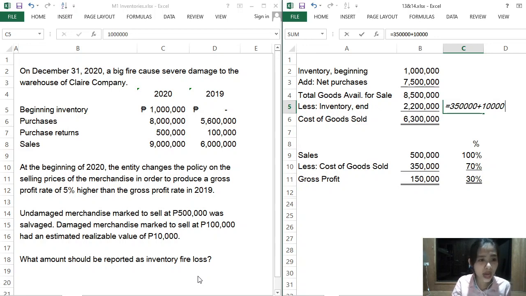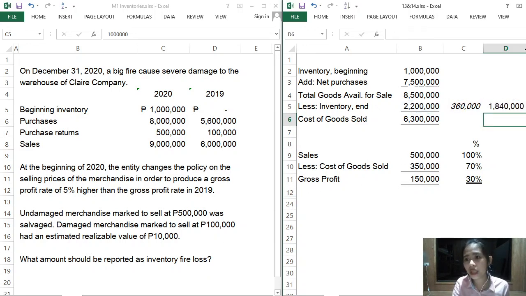So, if you could notice, yung undamaged merchandise, wala naman siyang binigay na information sa net realizable value. So, we will focus on, or we will fix it sa cost na lang, na 350,000 based sa na-compute natin. Therefore, ang naiwan na lang pala na inventory pagkatapos ng sunog is 360,000. Ibig sabihin, ang nawala, that is 1.84 million. So, malaki-laki din pala ang nawala, di ba? Malaki-laki din yung naging lugi nila dahil dun sa fire. So, that is 1.84 million.